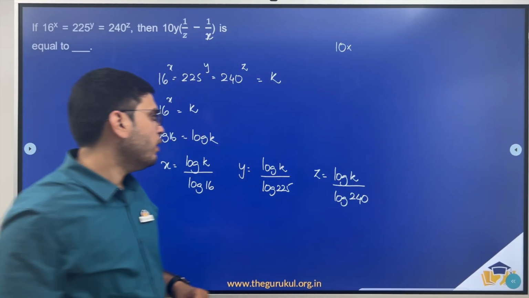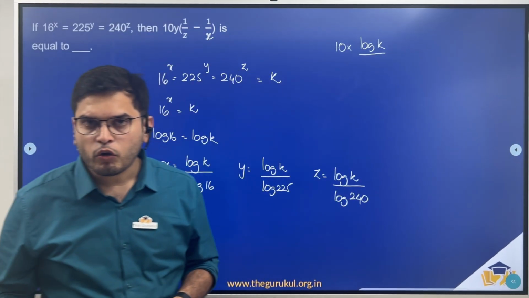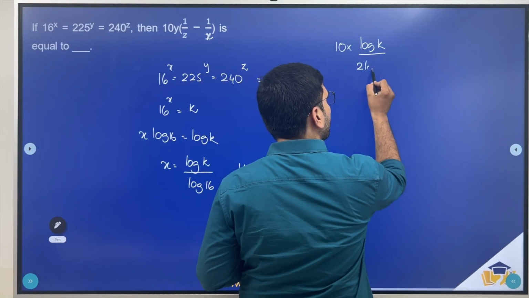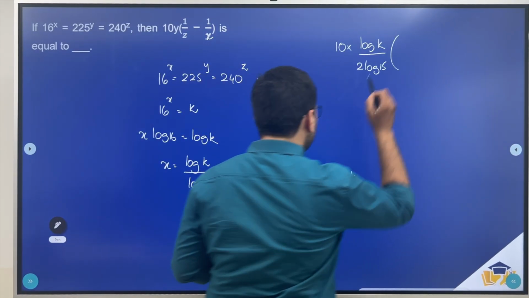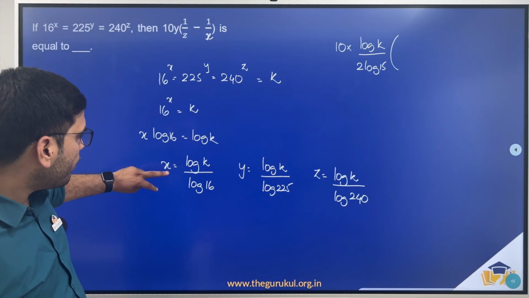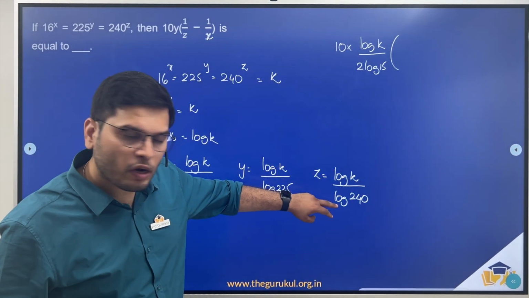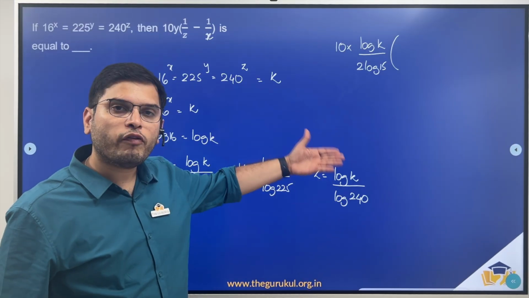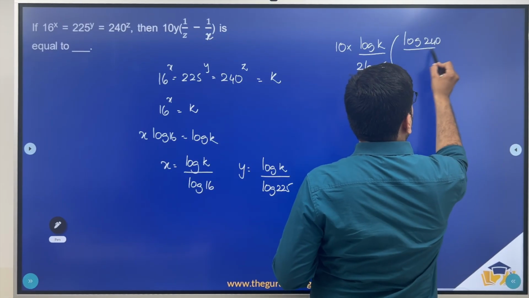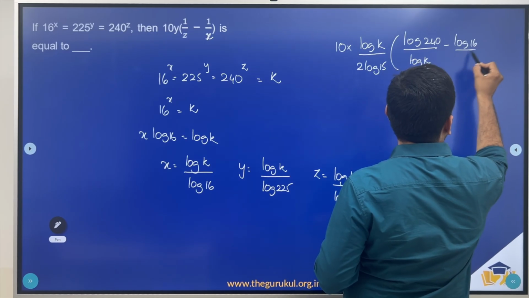What is y? Log k by log 225. What is 225? 15 square. So I can write log 225 as 2 log 15, into 1 by z minus 1 by x. Now what would be 1 by x? Log 16, sorry, 1 by z. Right. So z is log k by log 240. What would be 1 by z? Log 240 by log k. Log 240 by log k minus log 16 by log k.